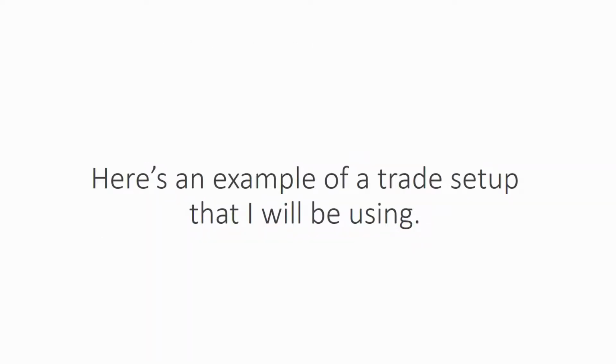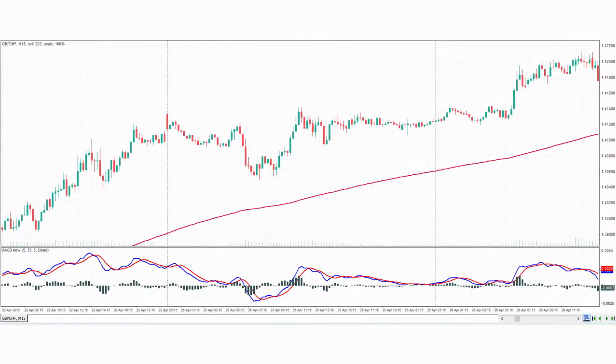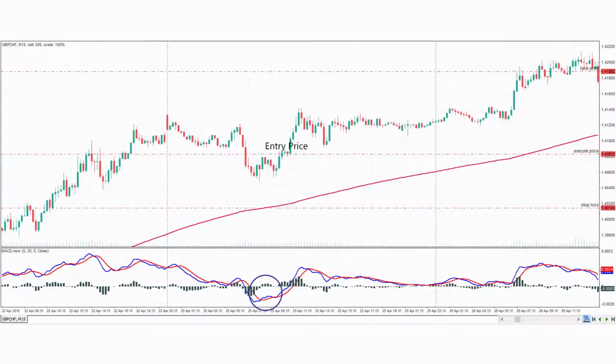Here's an example of a trade setup that I will be using. As you can see, in this example we have an uptrend as the price is above the 200 exponential moving average line. We have a crossover here and the crossover occurs below the zero line. This is what the trade setup will look like. So we enter at a price slightly above the current price. We set the stop loss level at the 200 exponential moving average level. And then we set the take profit level, which is 1.5 R. So for example, if 1 R is 10 pips away, then 1.5 R will be 15 pips away. And as you can see, this would have turned out to be a profitable trade.